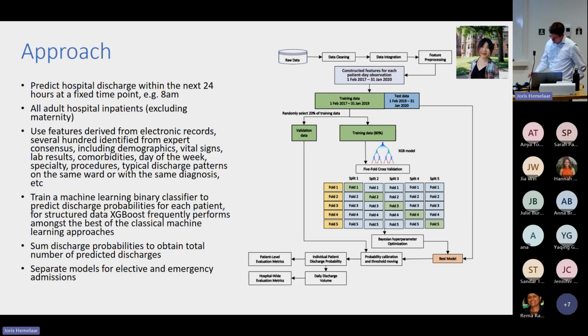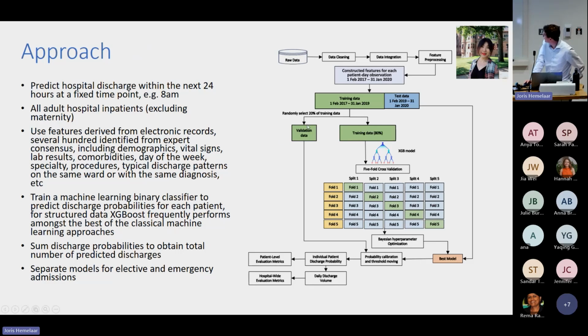Following this flow chart here, we take our initial data and process it into the features that we want. We split it to have 2 years' worth of training data and then a year's worth of test data, stopping just before COVID in this example. And we use most of the available data to train the model. We optimize the hyperparameters using cross-validation.